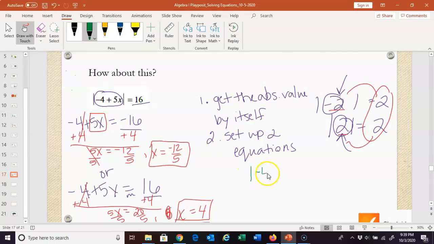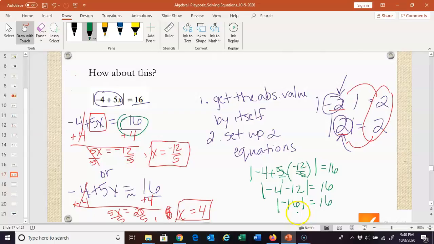So the absolute value of -4 plus 5 times -12 over 5. Does this equal 16? Ooh, this is nice, right? The 5's cancel. So on the inside, you're left with -4 minus 12. These are absolute value bars. -4 minus 12 is -16. So that checks out, right? Because we said it was -16. And remember, the absolute value is always positive. So over here on the left, the absolute value of -16 is 16. So left-hand side equals the right-hand side.